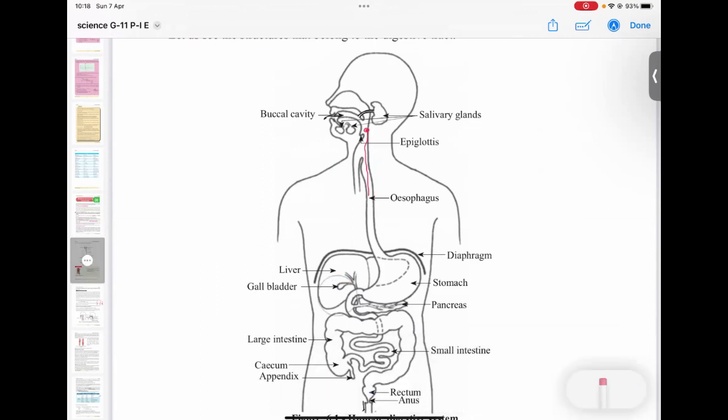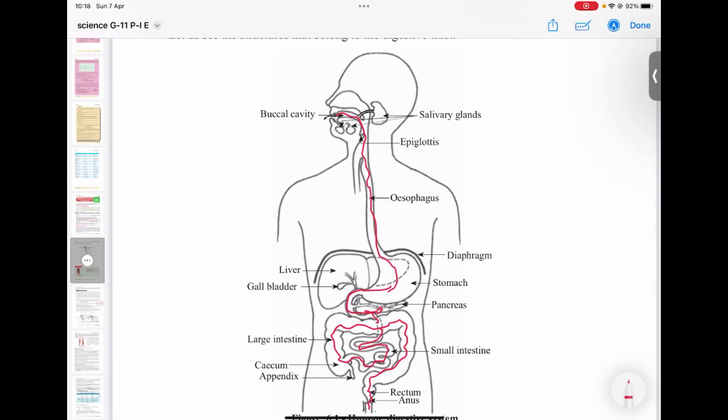This is the buccal cavity. It's your mouth cavity. So from the buccal cavity, it comes like this, and it attaches to the esophagus. Then it goes into the stomach. Then from the stomach, it comes into the small intestine. Then from the small intestine, it goes to the large intestine, and then to the rectum, and then the anus. So these are the parts of the digestive system, and very specifically the alimentary canal, because it is a tube, right? So I'm just saying it's an alimentary canal.